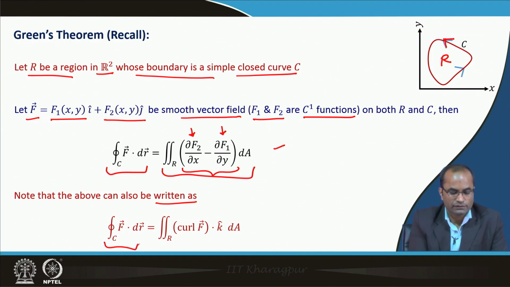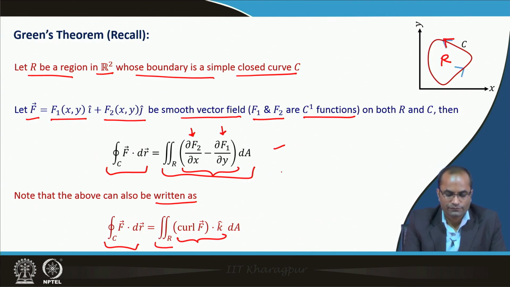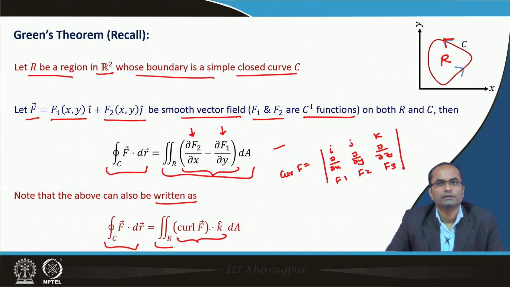Now, this curve integral can be written as this area integral, but instead of the difference of two partial derivatives, we can also write it as curl f dot product with the vector k. So, what is curl f? The curl f would be the determinant with i, j, k, the partial derivative with respect to x, with respect to y, with respect to z, and then f1, f2 and f3. Its dot product will be taken with this k.